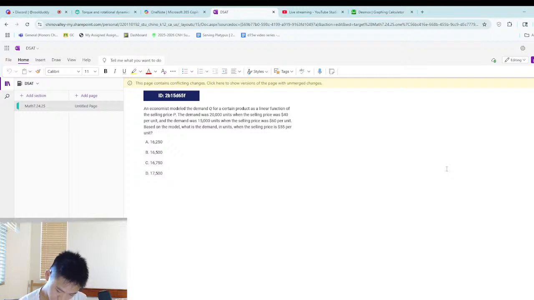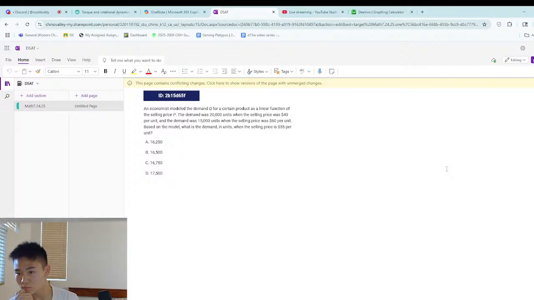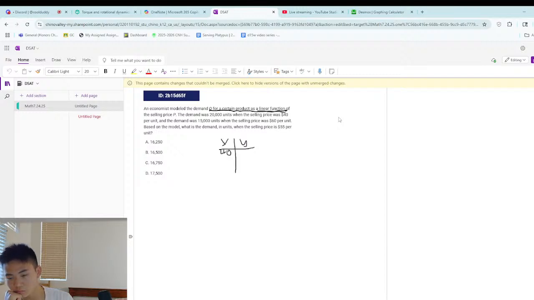Okay, so if we look at the question, an economist modeled the demand Q for a certain product as a linear function of the selling price P. Demand was 20,000 units when the selling price was $40 per unit, and the demand was 15,000 units when the selling price was $60. Based on the model, what was the demand when the selling price is $55 per unit? Okay, so I see another table opportunity that we can do here. So I want to draw a quick little table for y'all. We see 40, we see 60, we see 20,000, we see 15,000, right? So what does this mean, right?